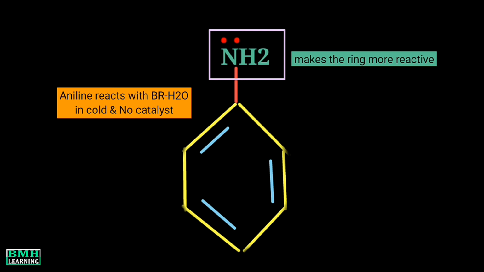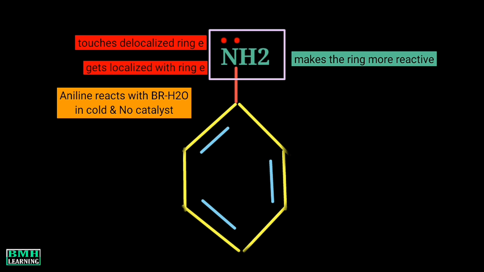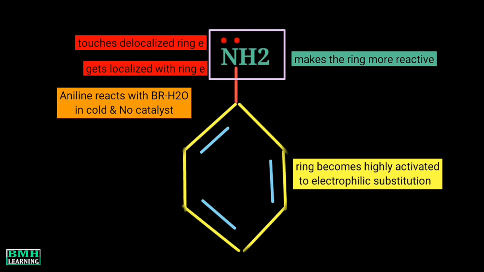Now what's that which is making the ring more reactive? So we know there is a lone pair on the nitrogen of NH2 group. This lone pair actually touches the delocalized ring electrons, and the lone pair becomes delocalized with the ring electrons. So due to this delocalized lone pair of NH2 group, the ring becomes highly activated towards electrophilic substitution.